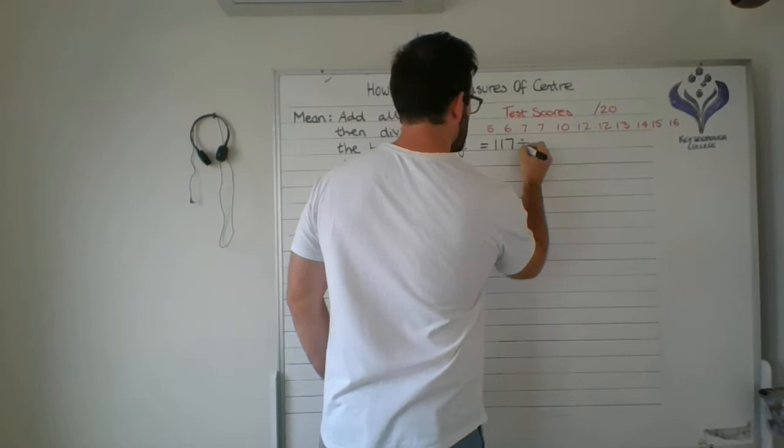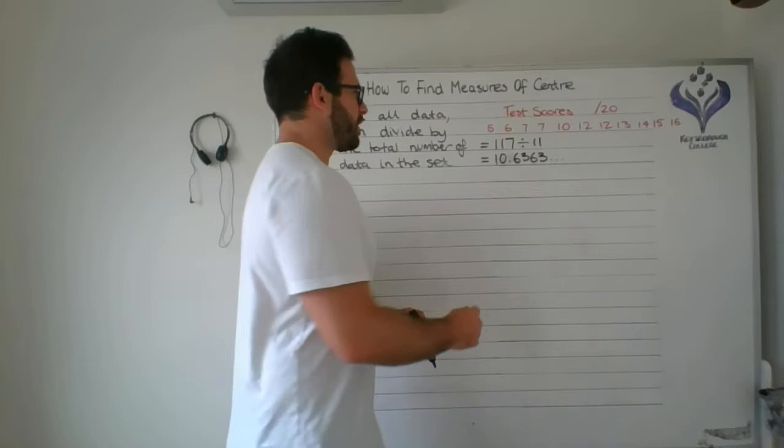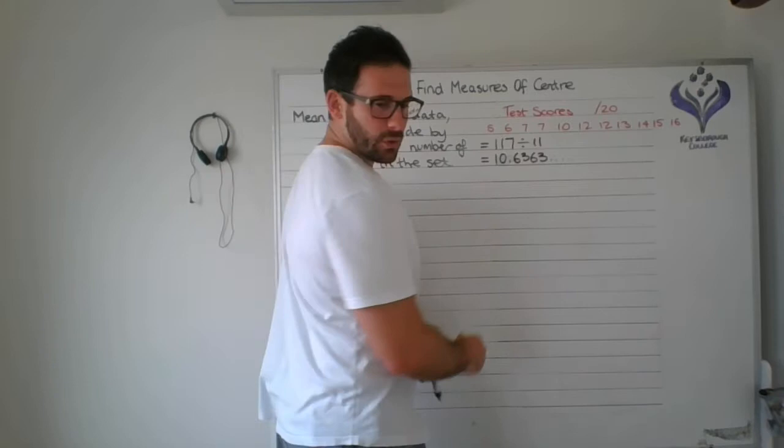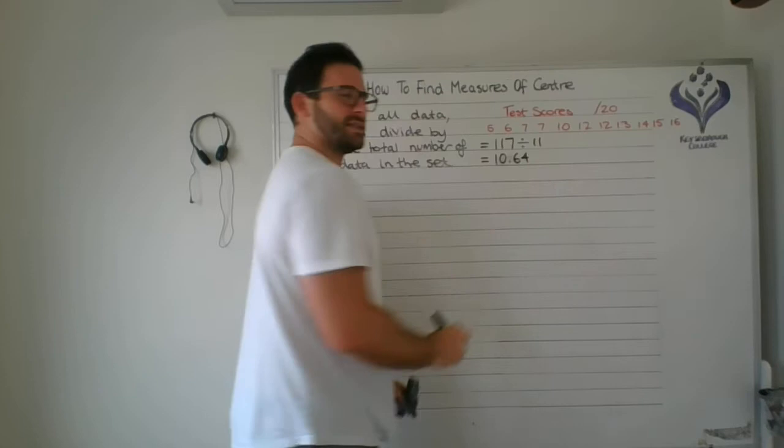And that gives me an average of 10.63636363 recurring. But normally speaking, we don't like to use recurring numbers when we're trying to find an answer to something. So instead, I'm just going to round to two decimal places: 10.64. And that's how we find the mean.